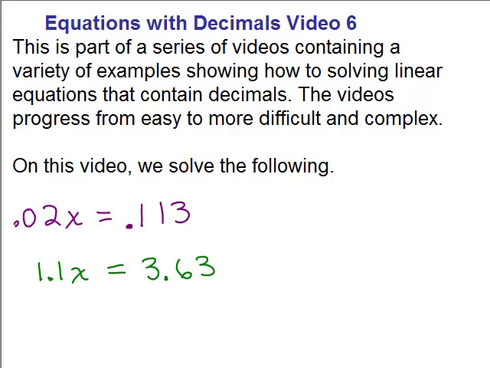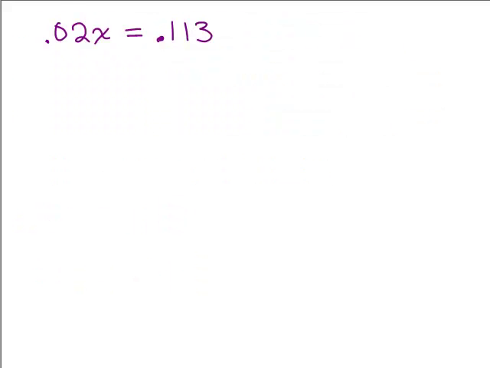This is video 6 on solving equations with decimals, and we're going to work these two problems on this video. So here's the first one. Remember, there's two ways you could start this. You could simply go ahead and divide by 0.02, since that's the coefficient of x. And then you could do your long division over here, or however you want to do this problem using your rules for dividing with decimals.